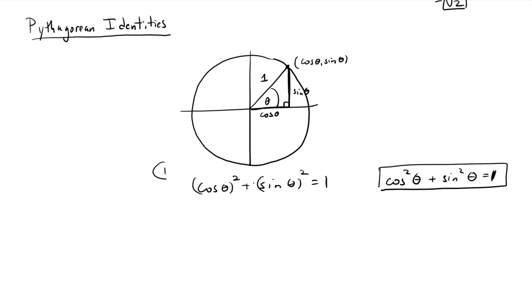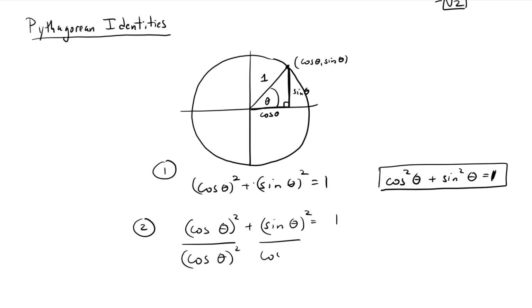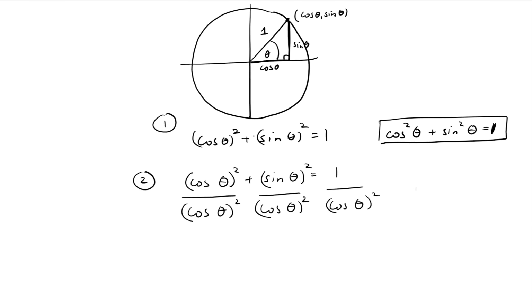So this is Pythagorean identity number 1. It's the main one. After that, you can get a second one by taking this identity. Actually, I'm going to write it like that so that you can see better what's going on. And we're going to divide throughout on both sides by cosine of theta squared. I'm allowed to do that: once you have an equation, you're allowed to perform the same operation on both sides. So here I divide by cos squared of theta.